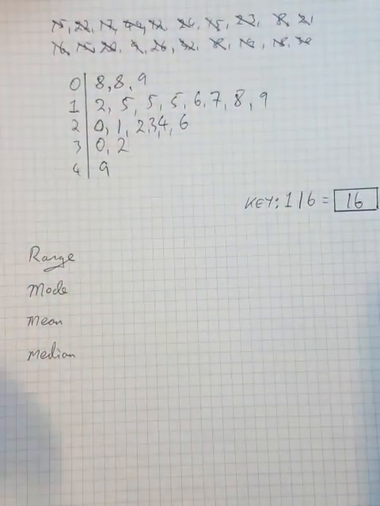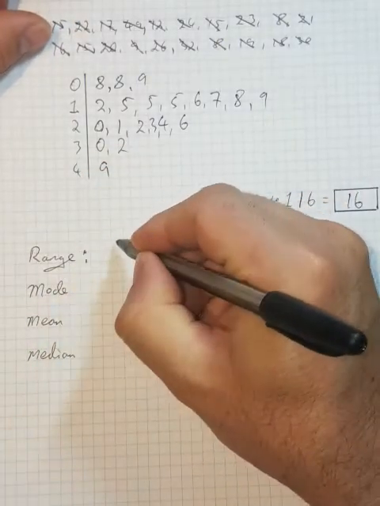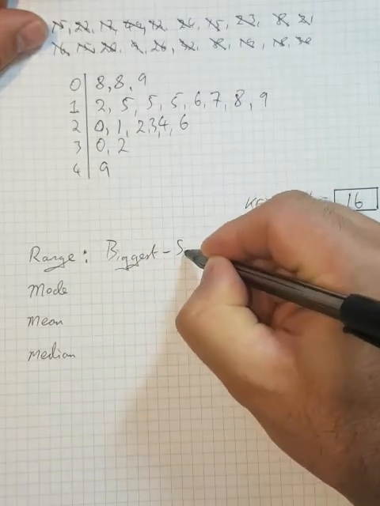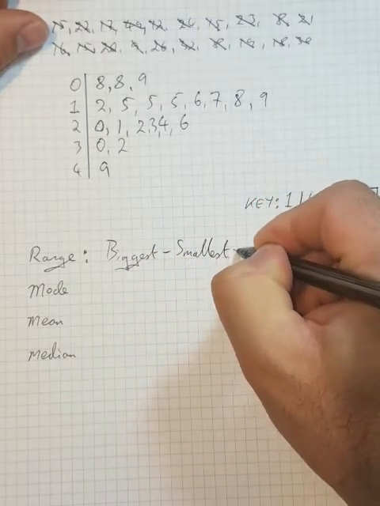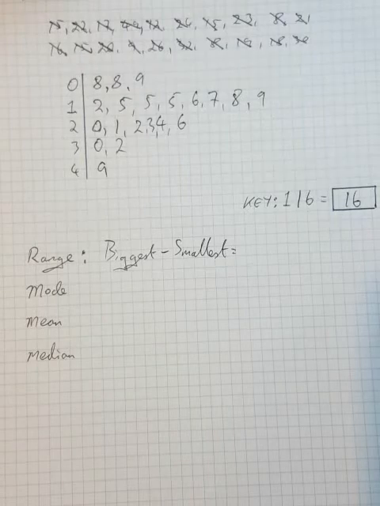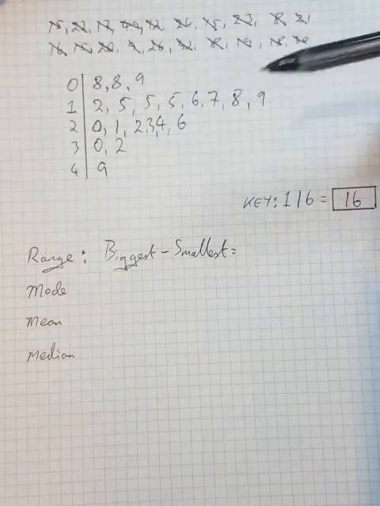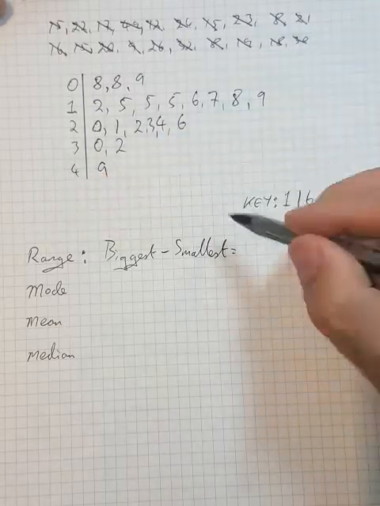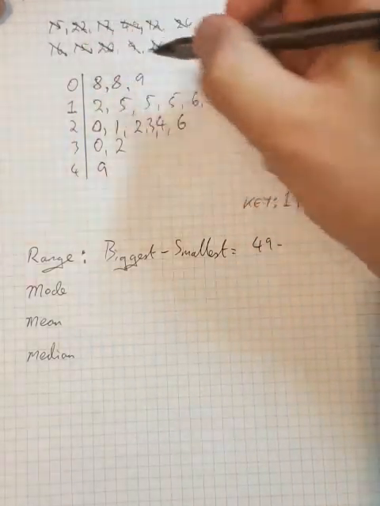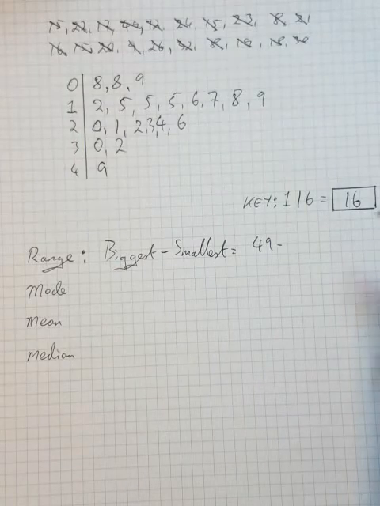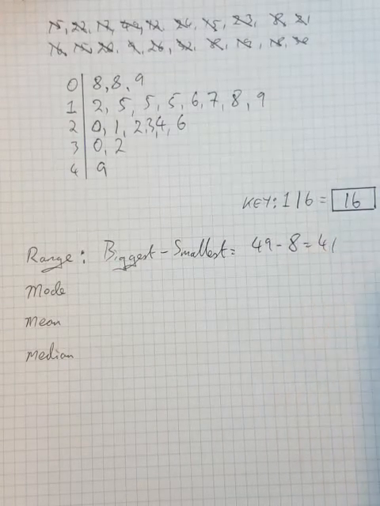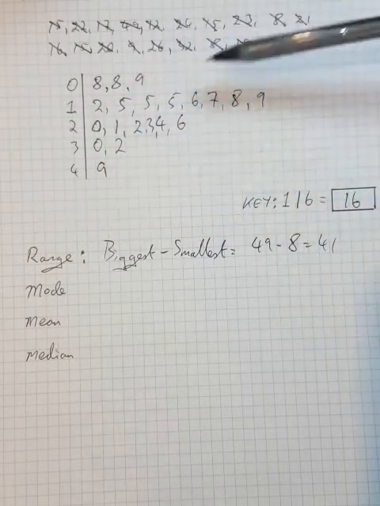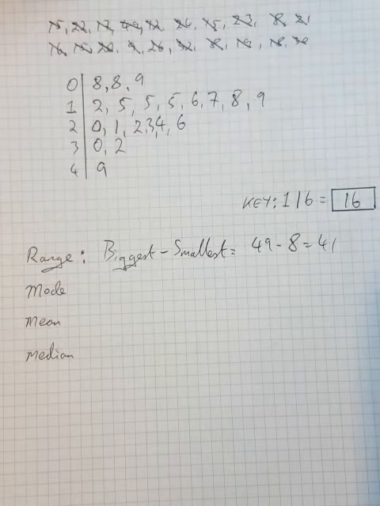Now, next thing we're asked is to get the range. Range is your biggest minus your smallest. So this is why stem and leaf plots are great. Looking at this, I straight away know this is my biggest number, 49. This is my smallest number, 0, 8. But we don't write 8 as 0, 8, we just write it as 8. So the range is 41. So this is the great thing. If this wasn't in order, I would need to go through this and do the whole thing again and put them in order. Okay? So that's what's great about this.